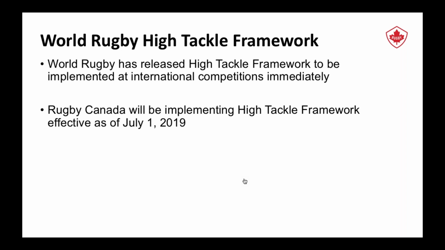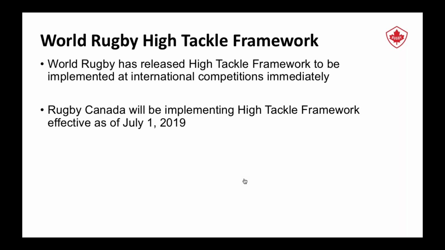So what does that mean for us? We did some extensive consultation with the refereeing community, the coaching community, and a few of our administrators. So we have come to the conclusion that we will be implementing the high tackle framework effective July 1st of this year.